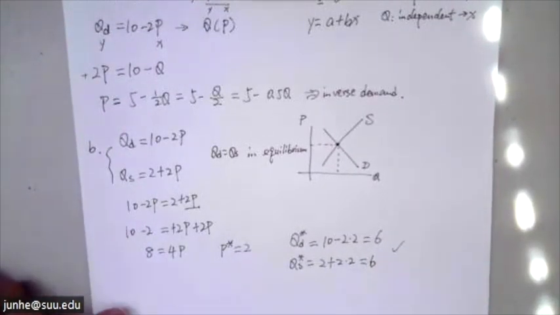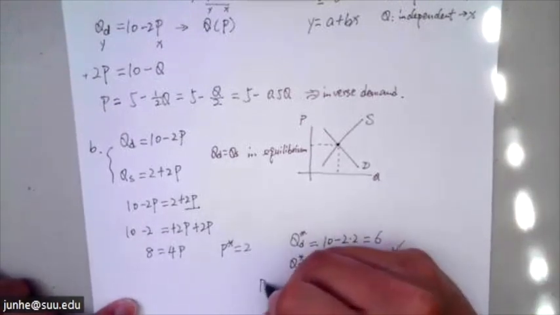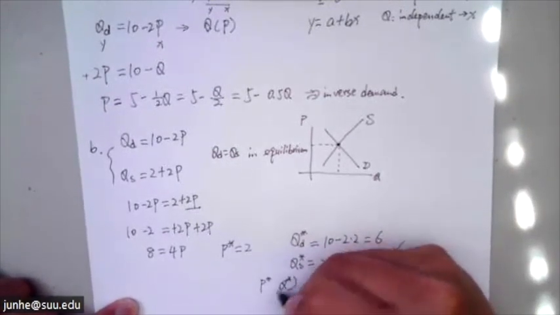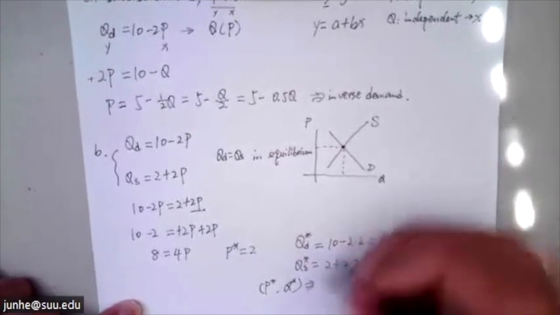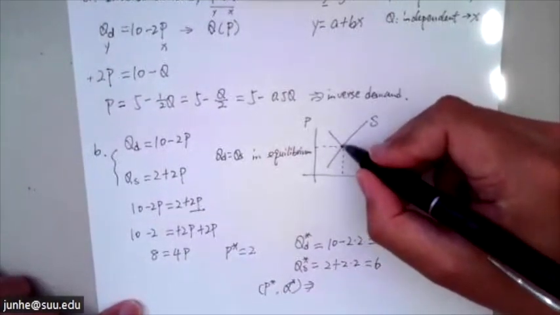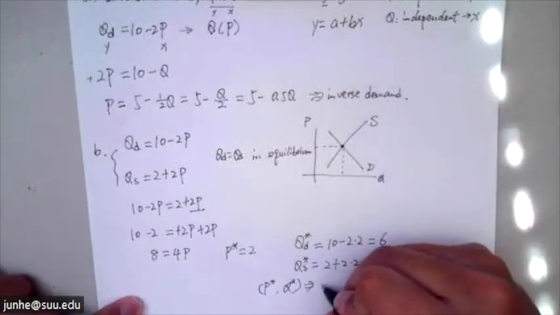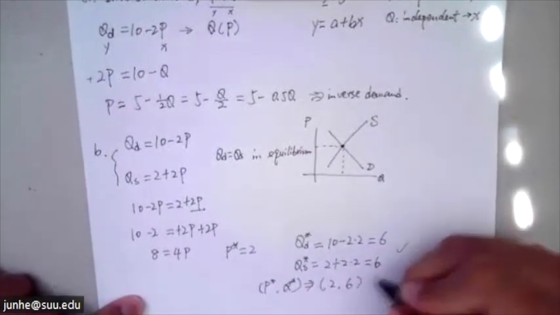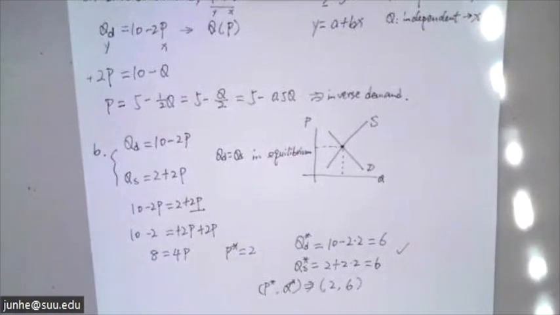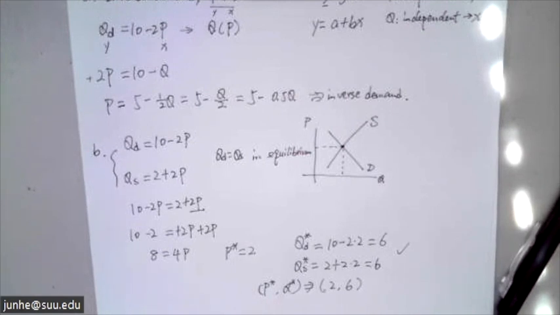So in the result, the equilibrium price and quantity combination, which stands for the coordinate of the intersection point, namely the equilibrium point, is (2, 6), where 2 is the price and 6 is the quantity. All right, let's move on to question C.